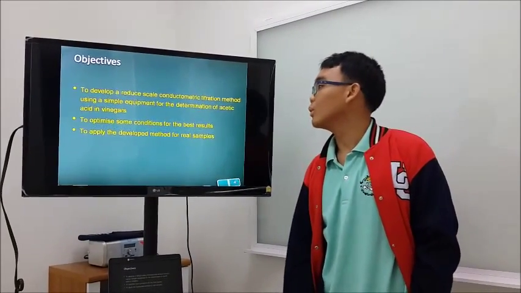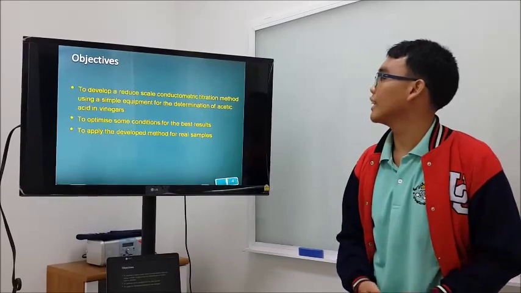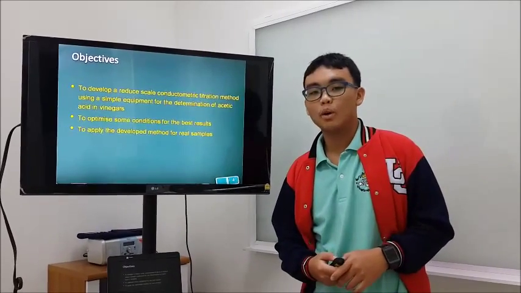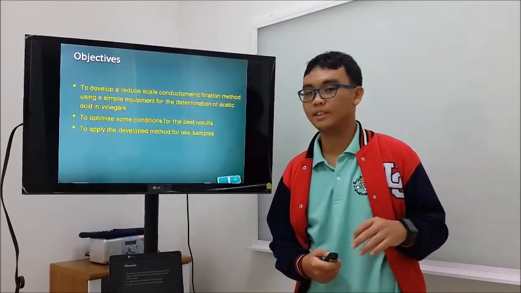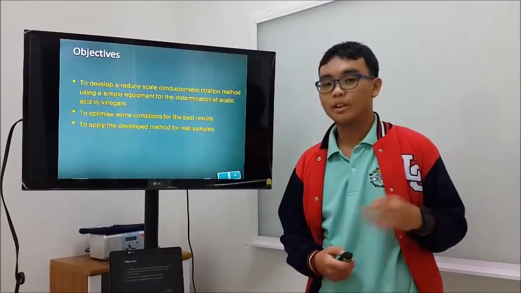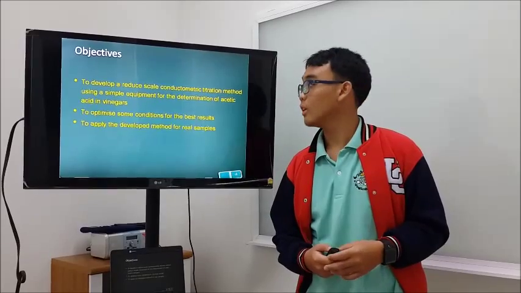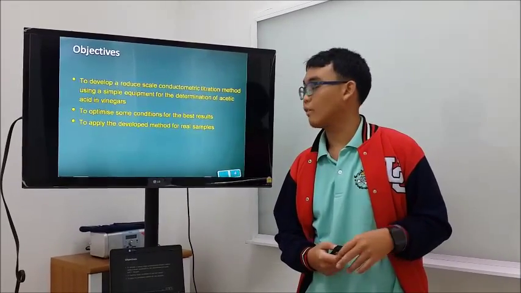Objectives. To develop a reduced scale conductivity titration method, using a simple equipment for the determination of acetic acid in vinegars. To optimize some conditions for the best results. To apply the developed method for real samples.